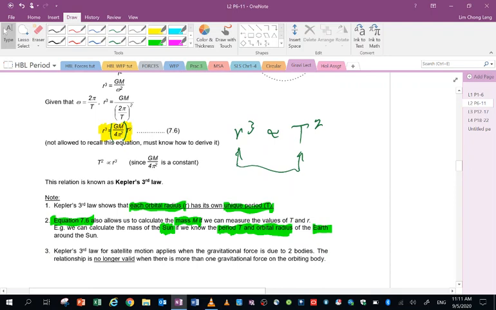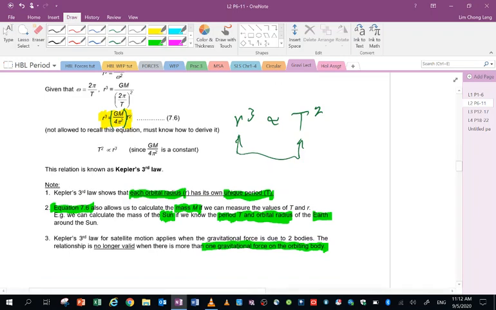Number 3, Kepler's law can only be applied if there is only one force acting on the orbiting body. If there is more than one gravitational force acting on the orbiting body, then Kepler's law is not applicable. And we'll see this in example 8 later. So let's move on to the next part.